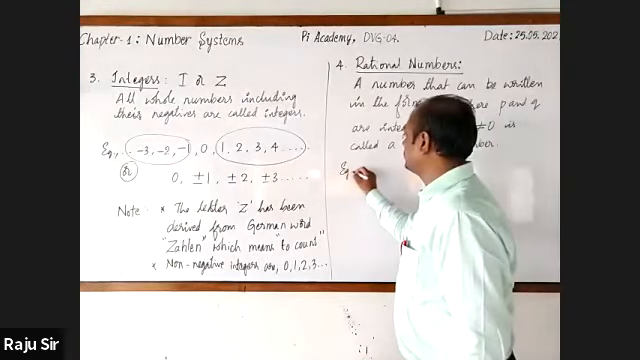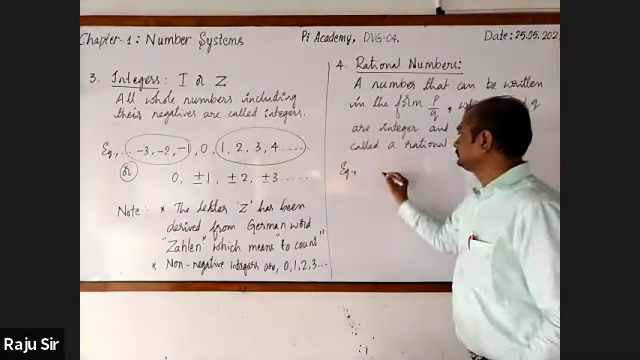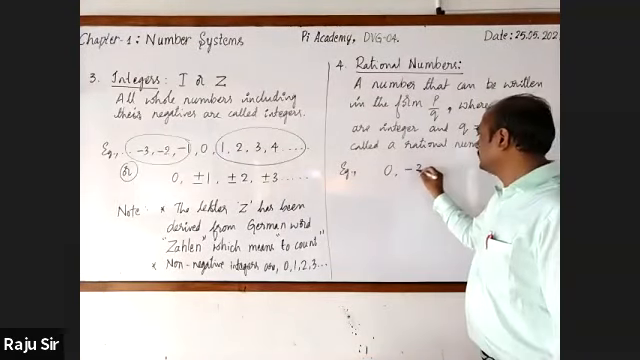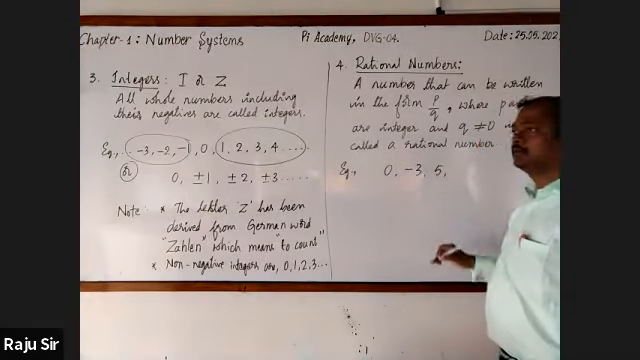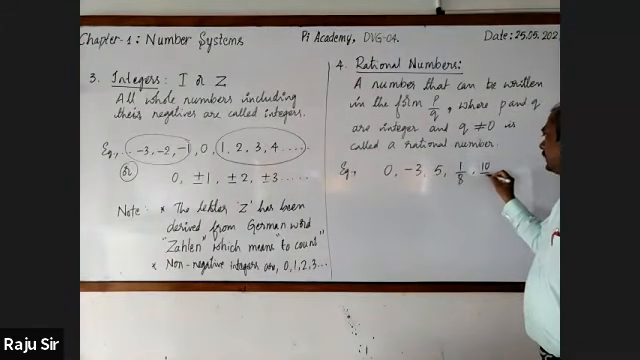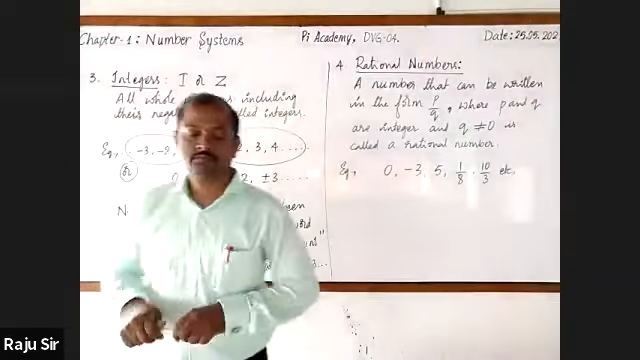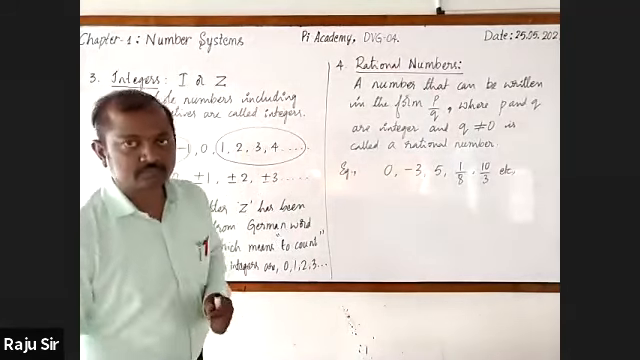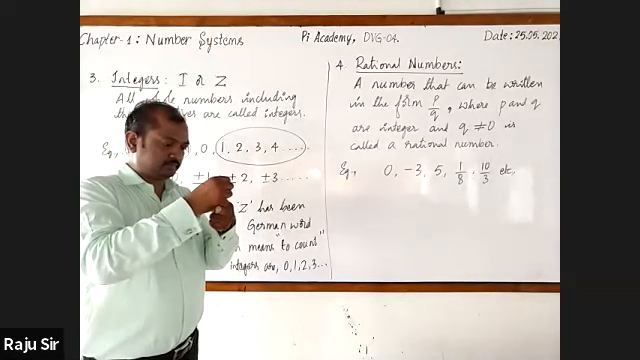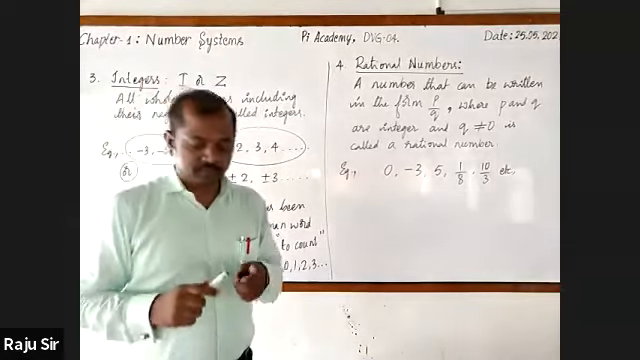Example for rational numbers: 0, -3, 5, 1 by 8, 10 by 3, and so on. Hope you have written.